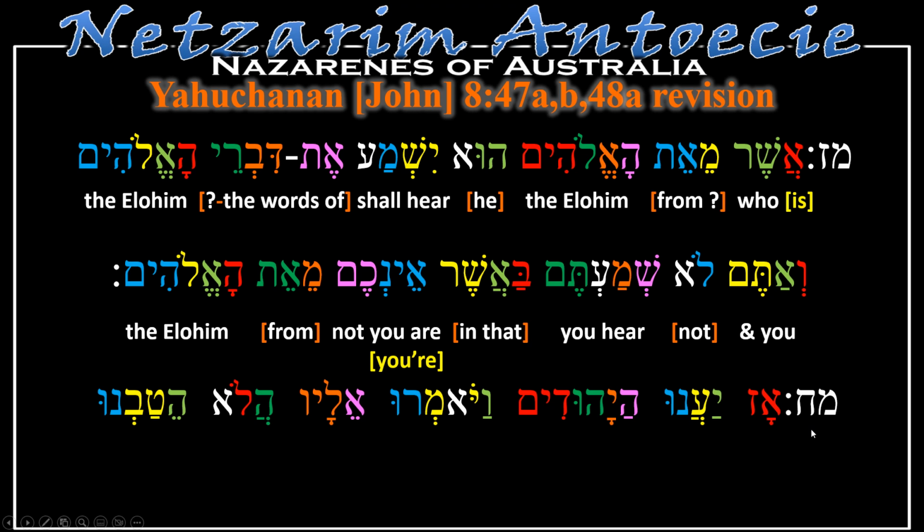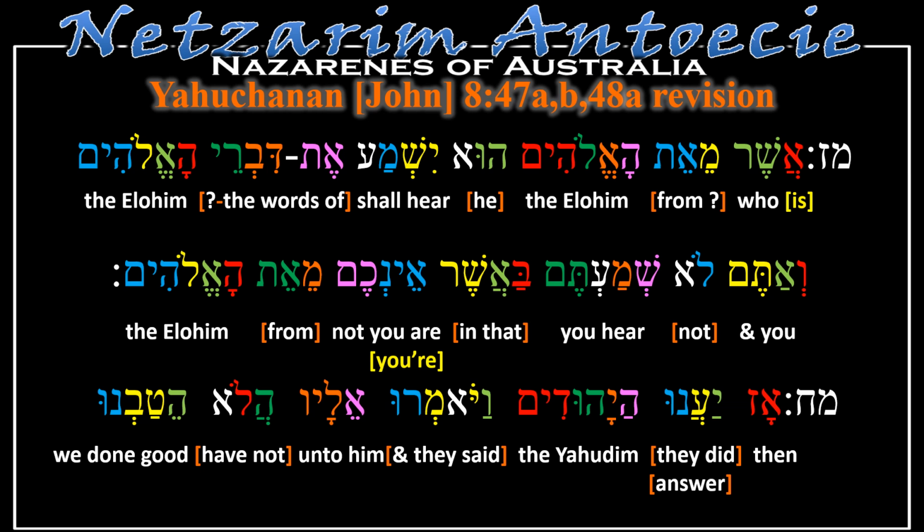And I have mem 40, chet 8. Vaya'anu, they answered, they did answer, it's a present sort of one, future type tense, ha Yehudim, the Jews, vayomru, and they said, elav, unto him, halo, did not, hetavnu, we do good or well. Then they did answer, the Yehudim, and they said unto him, have not we done well, good or well?